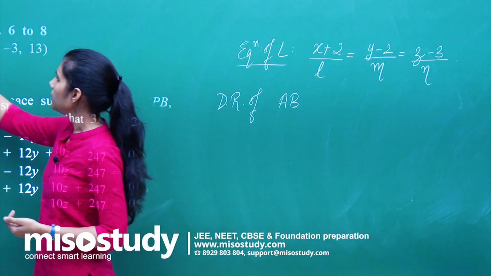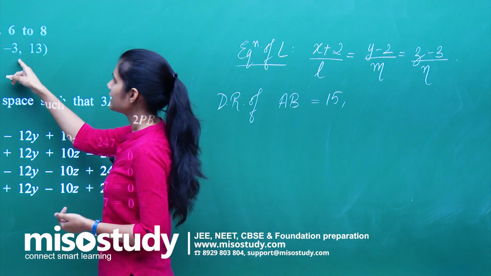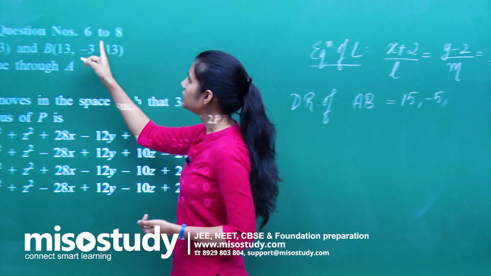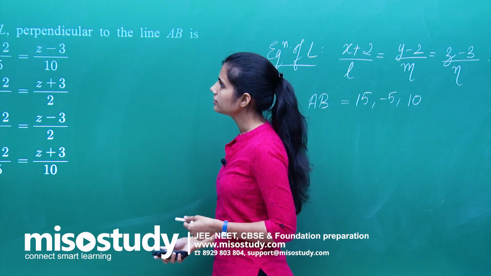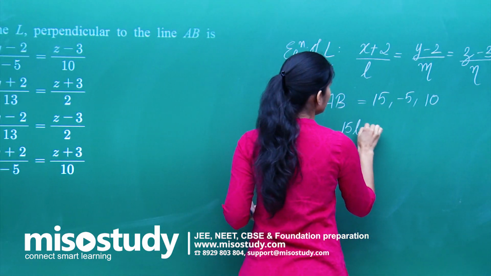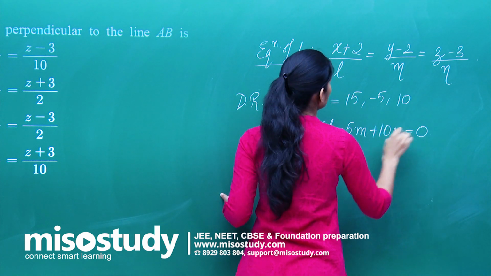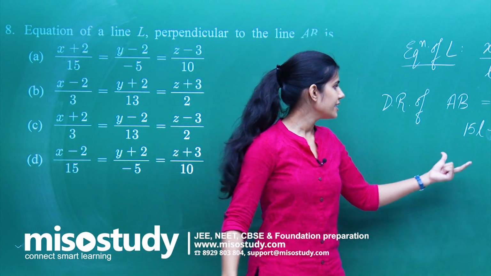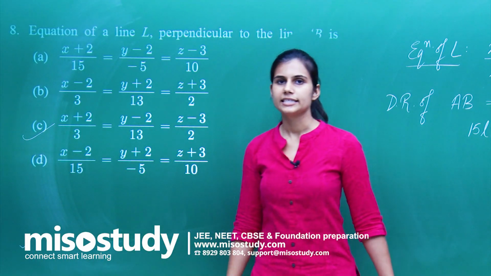Now over here, if I talk about AB, what are direction ratios of AB? It is what? 13 minus minus 2. So 13 plus 2 is 15. Then you have minus 3 minus 2, which is minus 5. And then you have 13 minus 3, which is 10. Because it is given in the very question that the line is perpendicular to the line AB, you basically get 15l minus 5m plus 10n equals 0. So for l equals 3, m equals 13, n equals 2, you are basically getting this is being satisfied, and therefore your correct option is option number C.